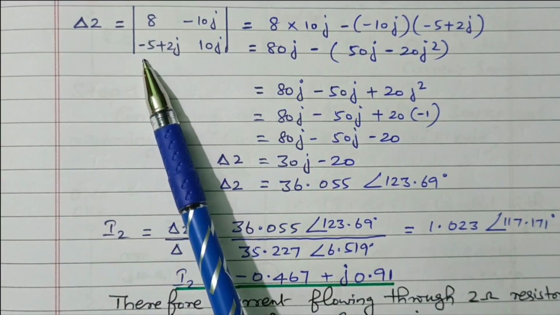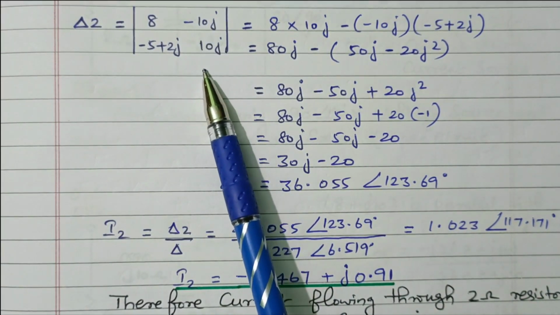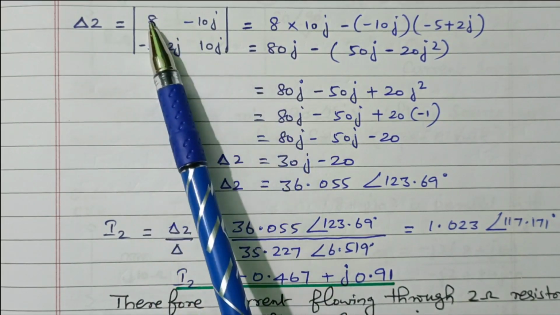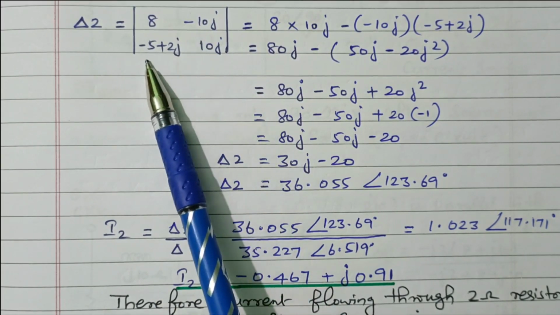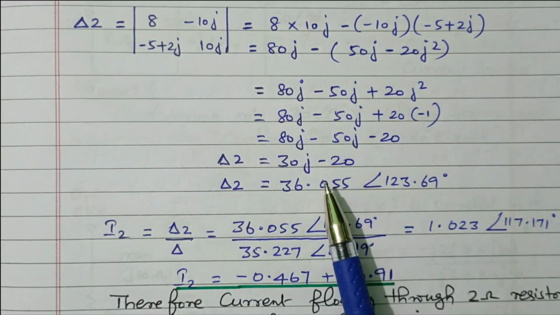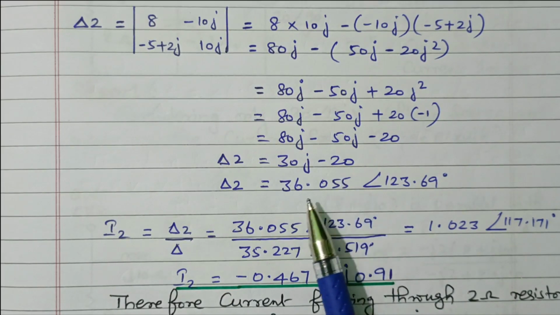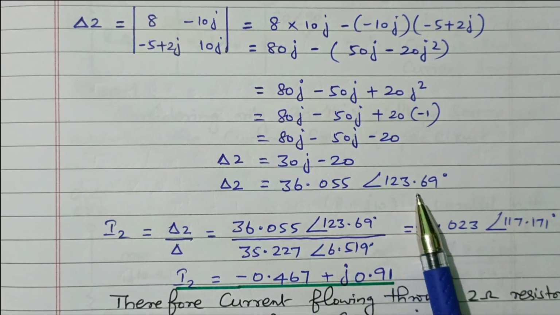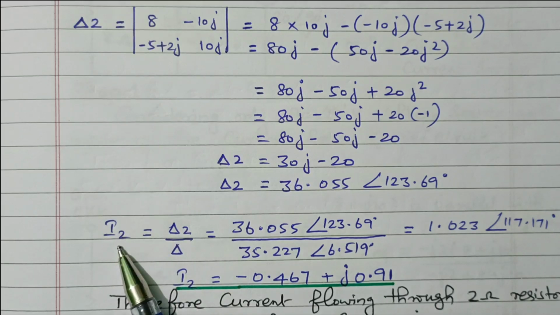So 8, minus (5 plus 2j). The second column is replaced by the voltage matrix, that is delta 2. The first column we replace for delta 1. So 8 into 10j minus of (minus 10j) into (minus 5 plus 2j). After multiplication and simplification, we got 30j minus 20 in rectangular form. While converting to polar form, it is 36.055 with an angle of 123.69. So this is the delta 2 value. From that we can calculate the I2 value.